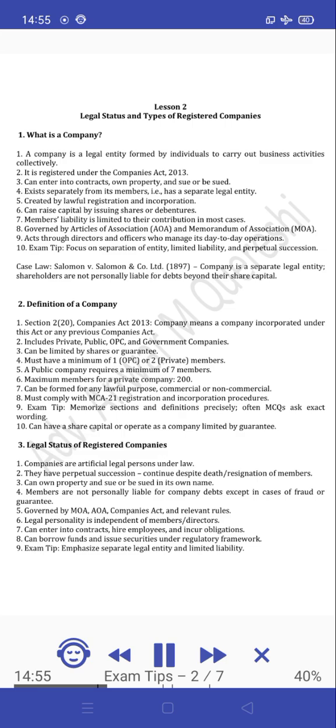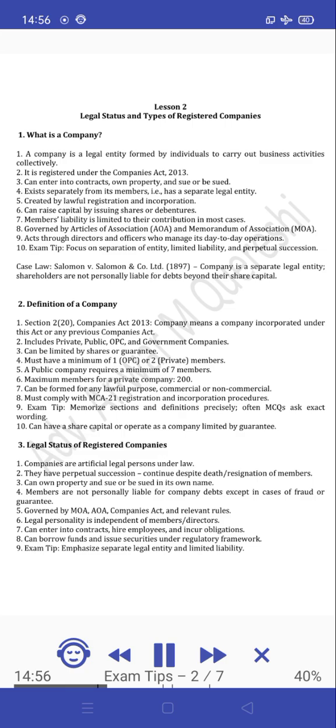Lesson 2: Legal status and types of registered companies. 1. What is a company? 1. A company is a legal entity formed by individuals to carry out business activities collectively. 2. It is registered under the Companies Act, 2013. 3. It can enter into contracts, own property, and sue or be sued. 4. It exists separately from its members, i.e., has a separate legal entity.